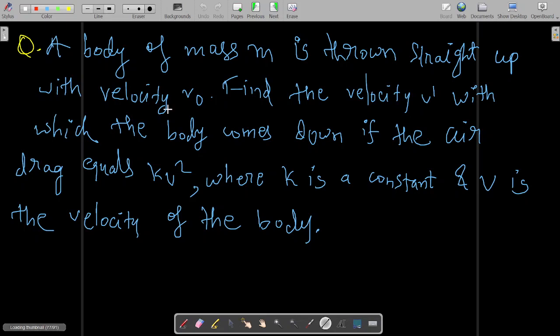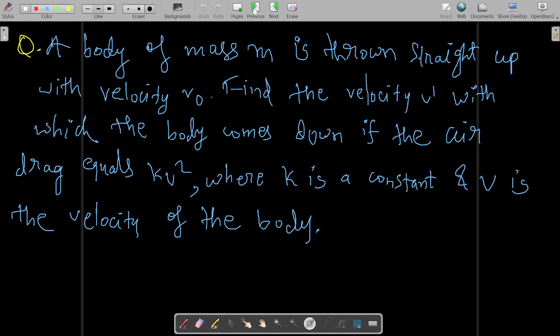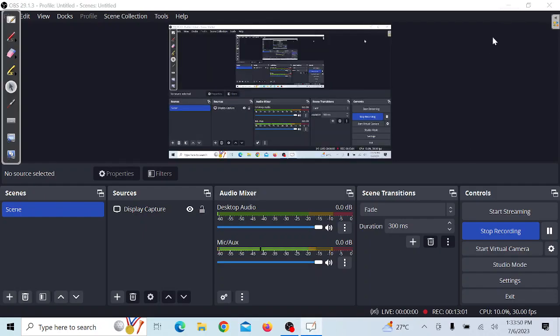Let's move on. Now what is there? A body of mass m is thrown straight up. We will do it in the next class. This particular question, a body of mass m is thrown straight up and all these things, we will do it in the next class. So till then you can note this question down in your notebook and surely can solve it. Thank you.